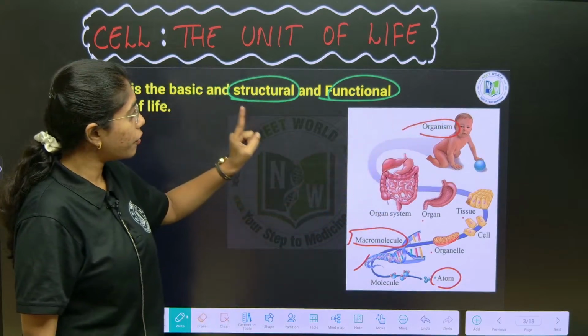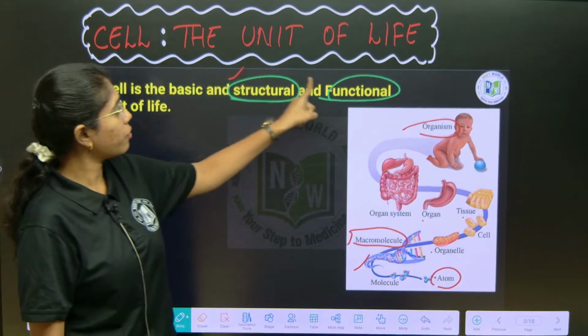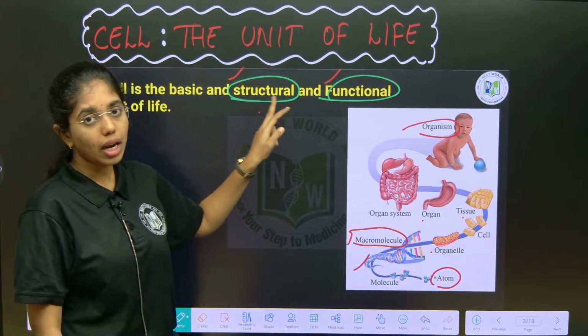In this, the first independent primitive unit, both structurally and functionally, is the cell. Cell is independent both in the structure and function.